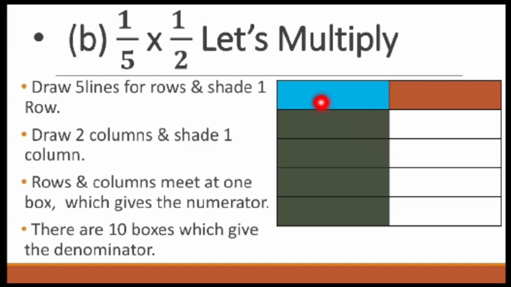So this one box gives the numerator, okay, and there are 10 boxes. We can see here there are 10 boxes which give the denominator. So the answer is 1 by 10.